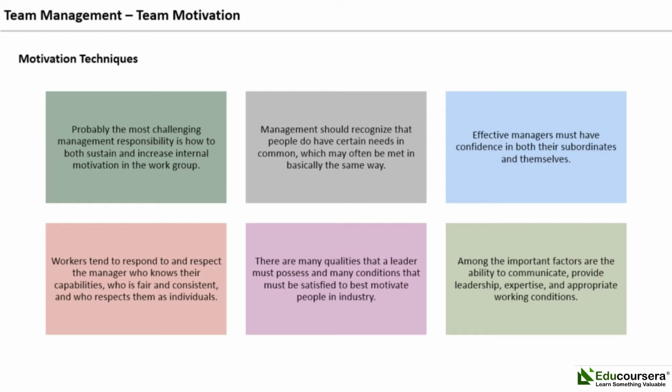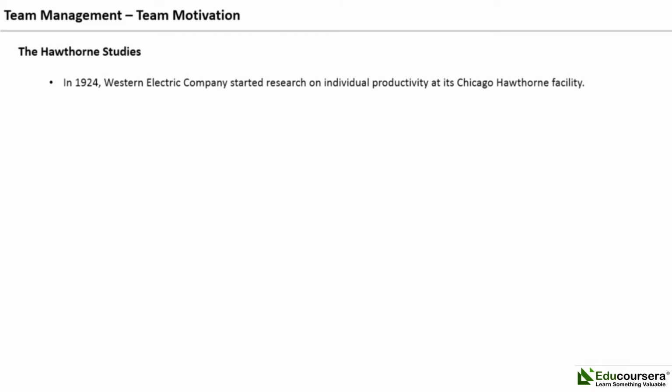In order to more effectively understand motivation, a review of some of the more notable milestones in motivational history is warranted. The Hawthorne Studies. In 1924, Western Electric Company started research on individual productivity at its Chicago Hawthorne facility. They allowed Elton Mayo of Harvard to conduct studies on the effects of worker fatigue and output. The results of this research left countless unanswered questions and opened up many new areas for industrial research.